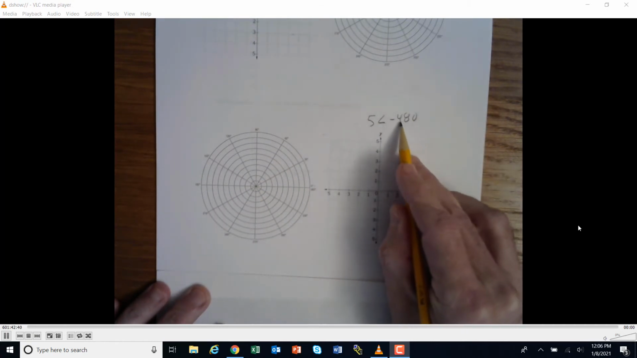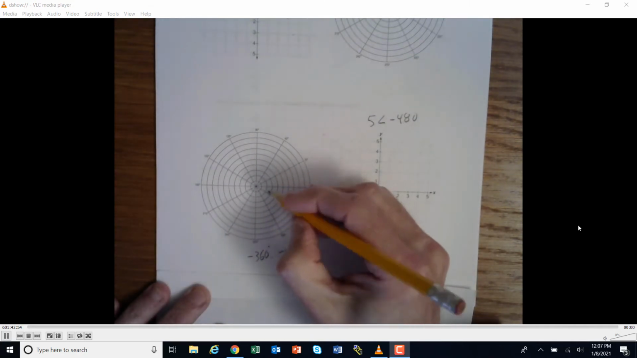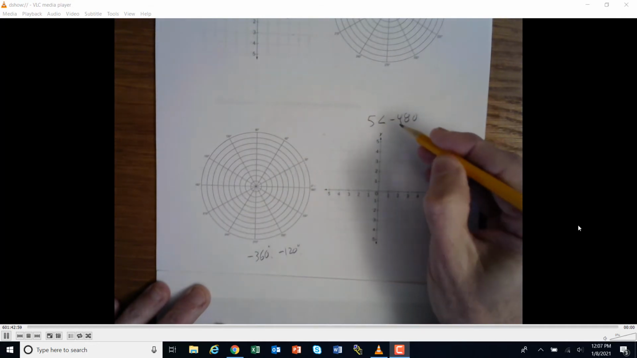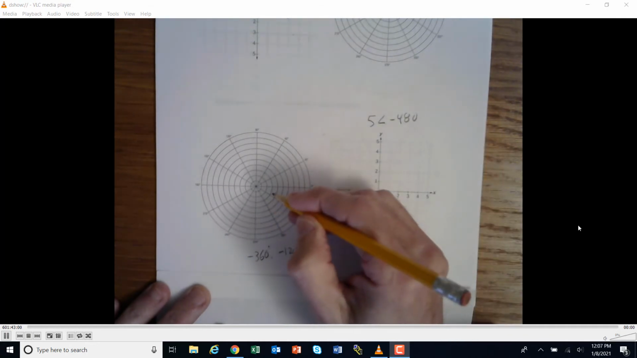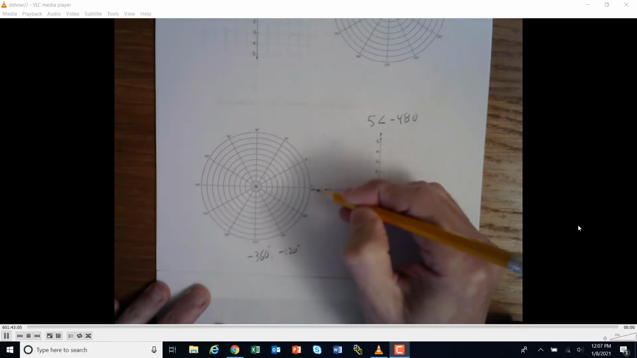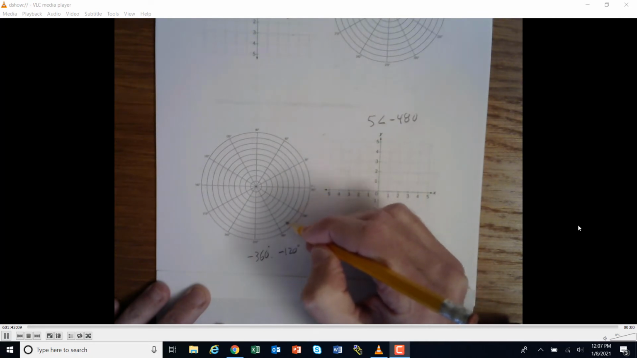So if we take 360 away from here, we can see that we're going to have to go a negative 360, and then we're going to have to do a negative 120 degrees more, because those two would add up to 480 degrees. So if we started here, what's my angle at 5? It's going to be negative 360 and negative 120. So once I go 360, here's 30, 60, 90, 120.